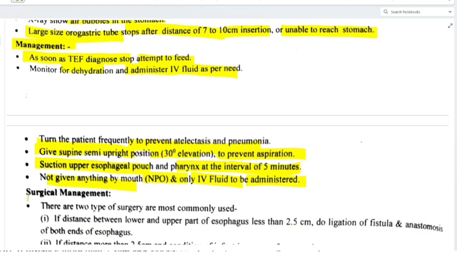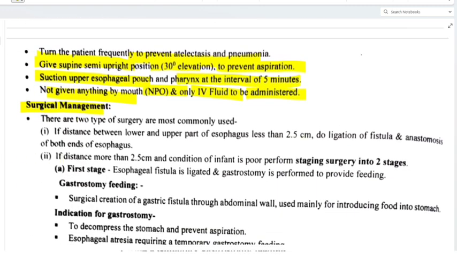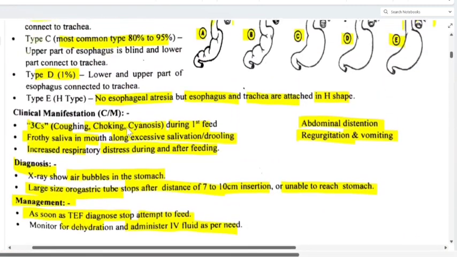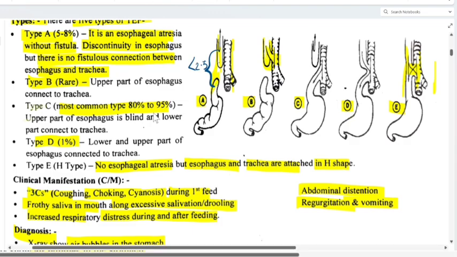Clear? Now surgical management. See, there are 2 types of surgery most commonly used. One is, if the distance between the lower and upper part of the esophagus is less than 2.5 cm, do ligation of fistula and anastomosis of both ends of the esophagus. So see, in the picture I can show you clearly. They are saying if this distance is less than 2.5 centimeter, then we can do a ligation, right? In one step it can be done.